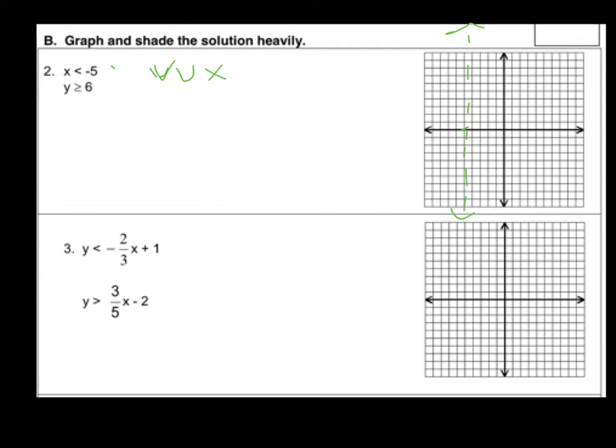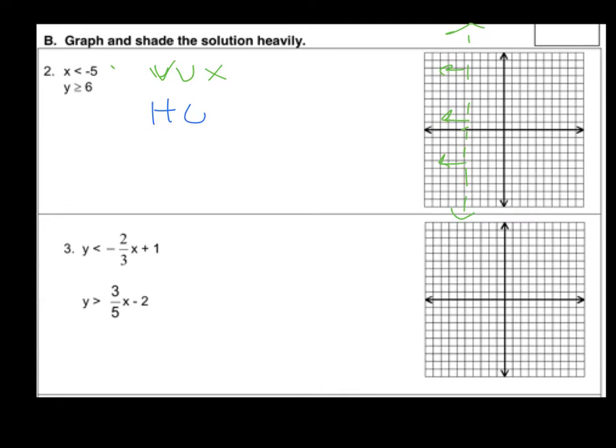Now, instead of shading, I am actually going to draw arrows pointing to where I would shade, because I'm looking for that overlapping shaded region in order to show the solution to my system. So the numbers that are less than -5 would be to the left of this line. So I draw arrows pointing left. Now I'm going to draw my line for y is greater than or equal to 6.